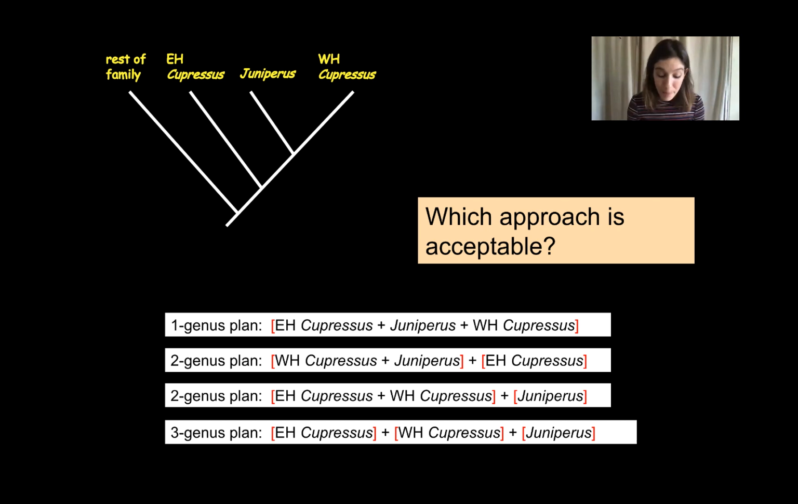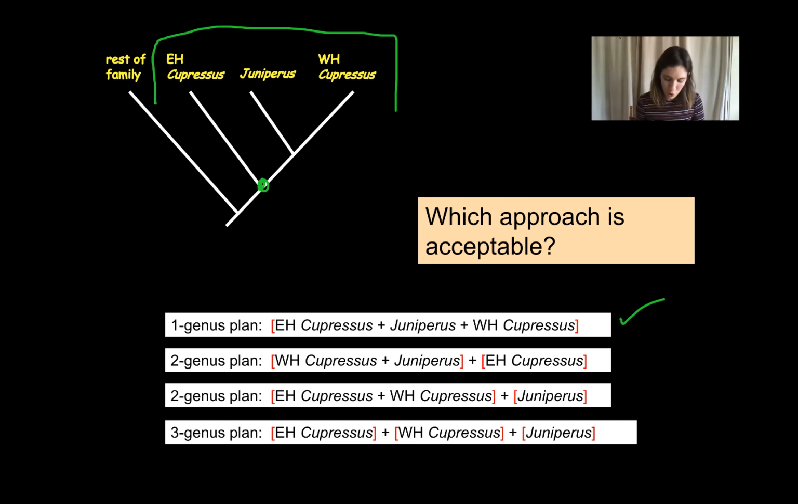Could we lump these three into one genus? In theory, yeah, we could, because we're deciding the group is monophyletic, right? Here is the most recent common ancestor of those three. We're not leaving out any descendants. And so the one genus plan, it actually does work. What about the two genus plan?